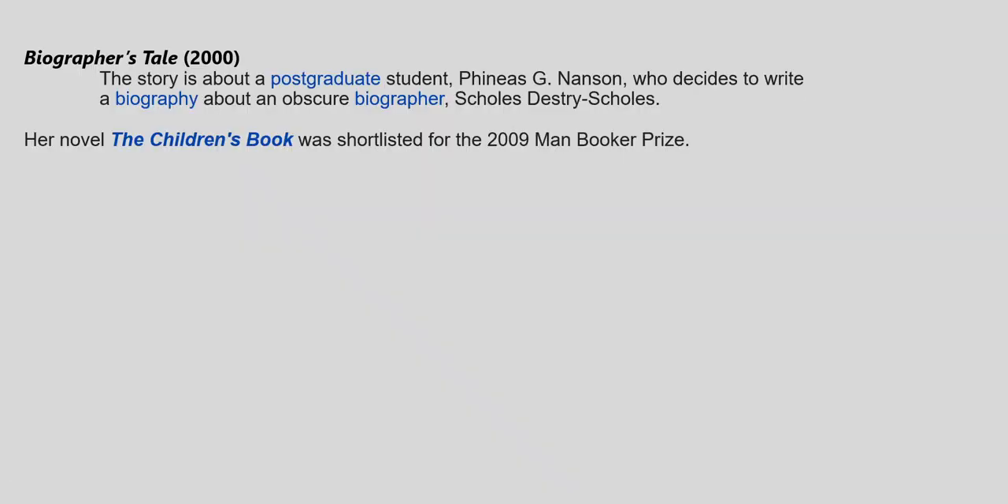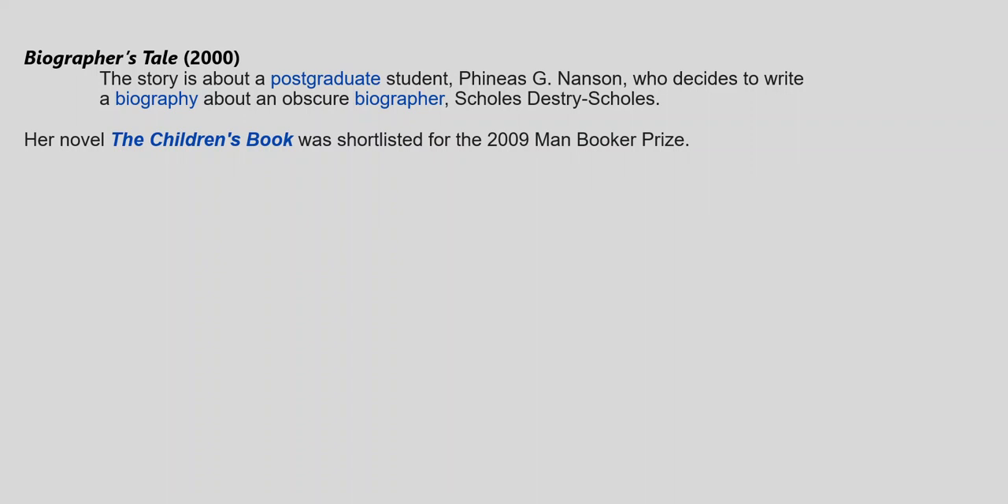The story is about a postgraduate student, Phineas G. Nanson, who decides to write a biography about an obscure biographer, Scholes Destry-Scholes. So this person, Phineas G. Nanson, is a postgraduate student. He decides to write a biography about an obscure biographer. Scholes Destry-Scholes is already a biographer. Now his biography will be written by Phineas G. Nanson in the novel. So The Biographer's Tale was published in 2000.